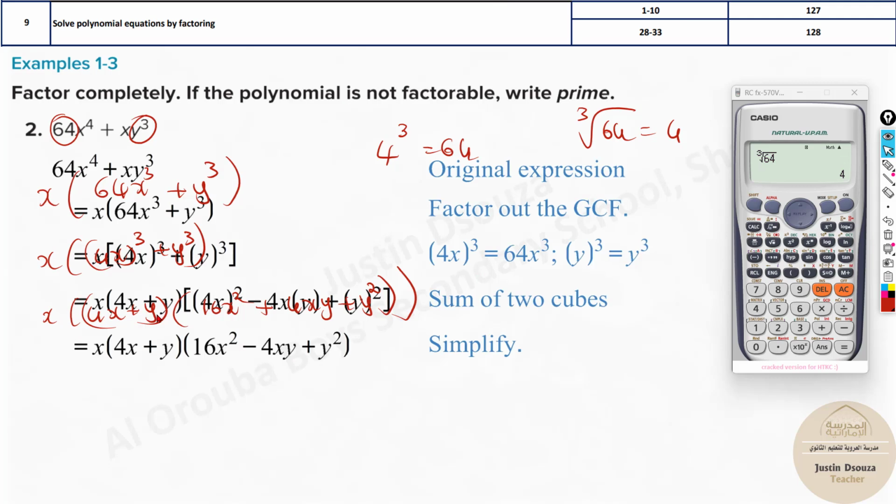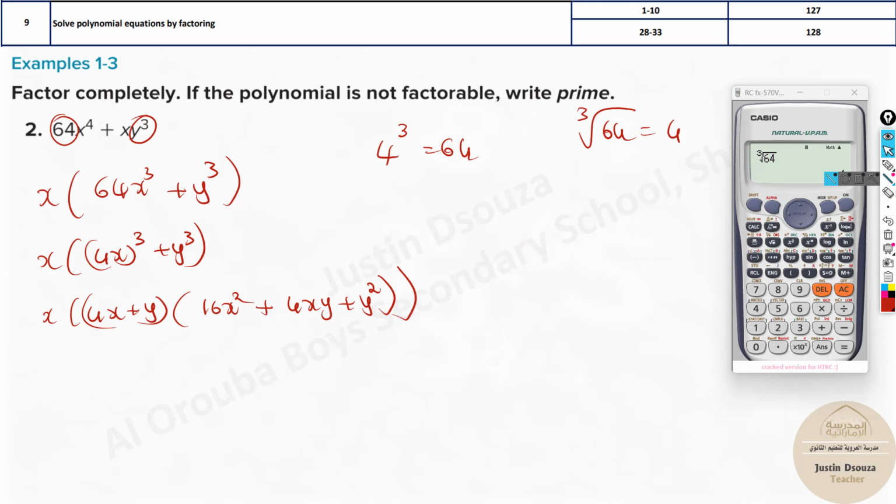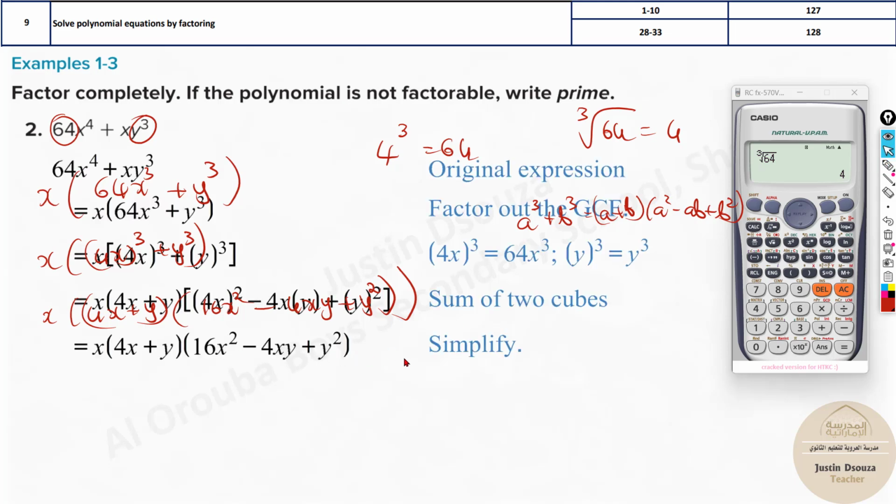See, it's x into 4x plus y, into 16x squared. Now, I have done a major mistake. I forgot to write this is minus in the formula which I had written a while ago. a cube plus b cube equals a plus b, and then we have a squared minus ab plus b squared. Remember, if it's plus, we have inside minus. If it was minus, outside this will be minus and this will be plus. That's how we write the answers.